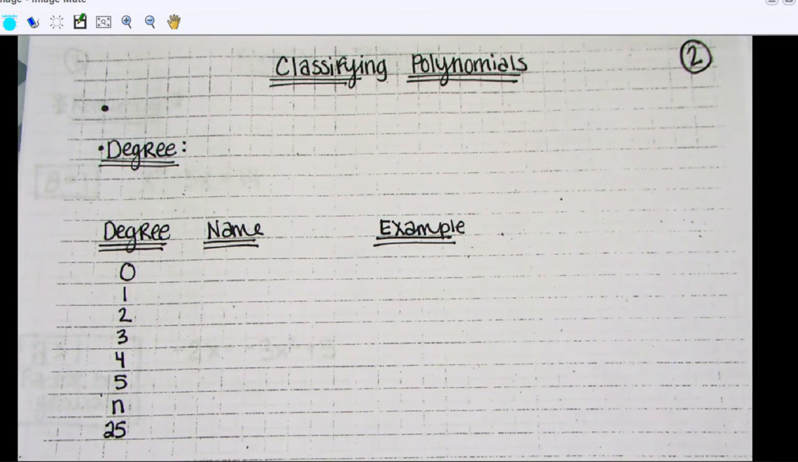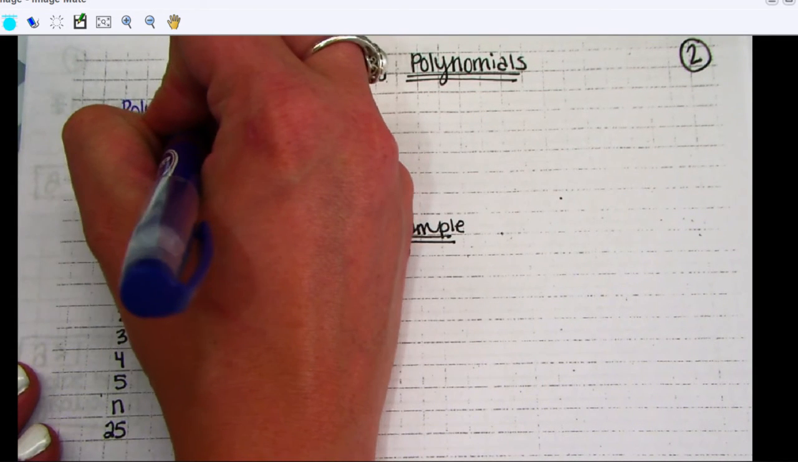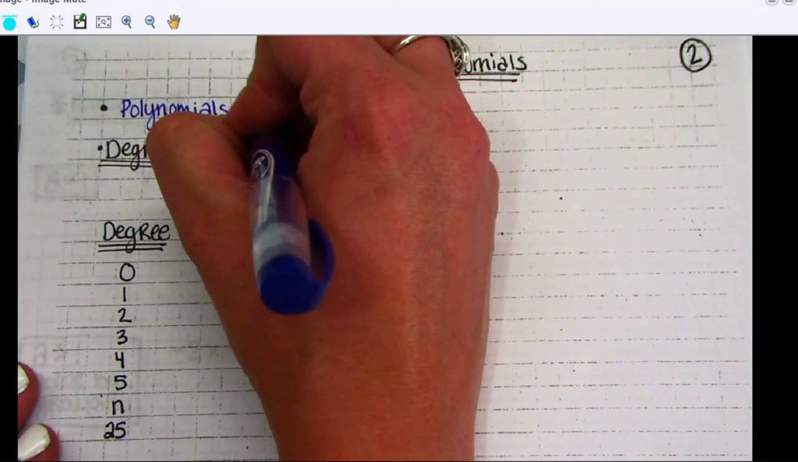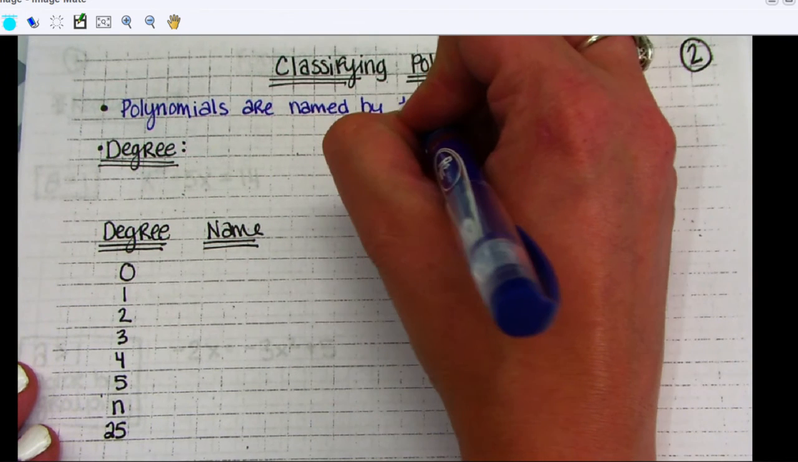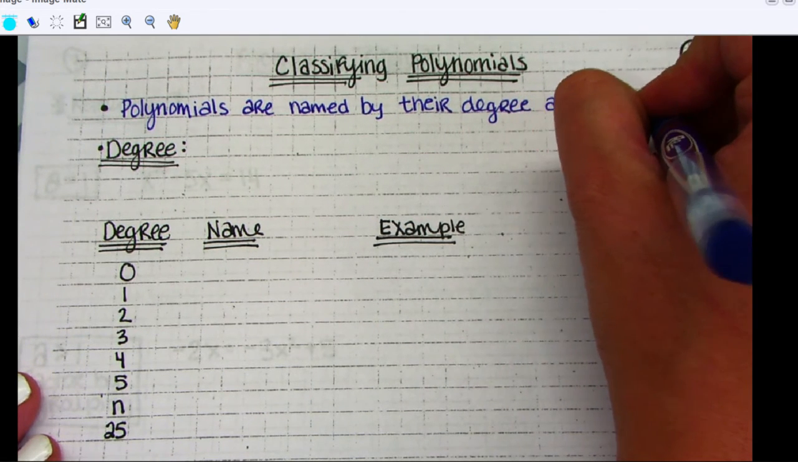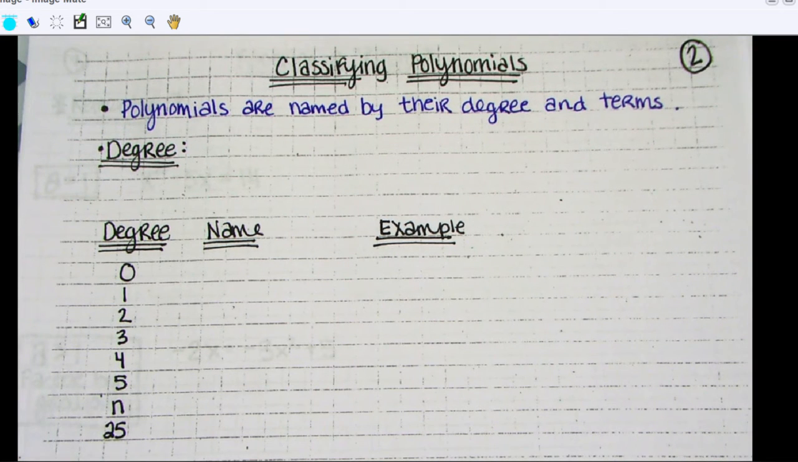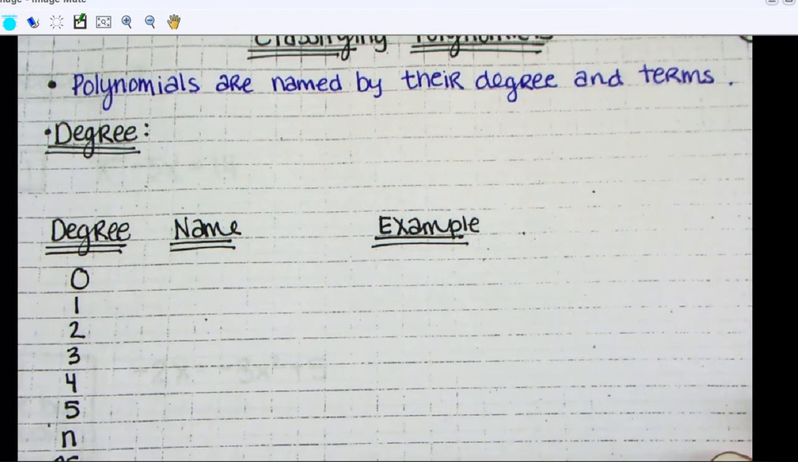So there's ways to classify polynomials, like a binomial, trinomial, things like that. Polynomials, so up top, polynomials are named by their degree and terms. So page 2 is just to kind of prep us with being able to read a word problem describing a polynomial to us and us being able to understand what that means. So polynomials are named by their degree and by their terms.